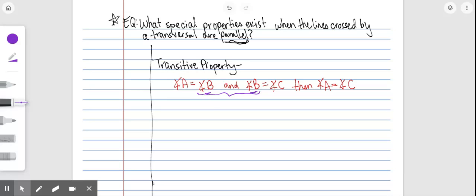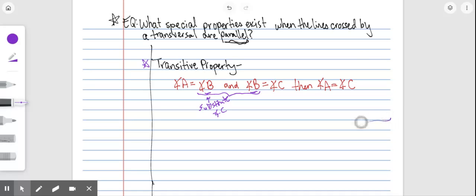So instead of angle B, we substitute angle C. And that's what the transitive property is. It just says that we can exchange an angle or a side length or whatever. And this works with sides too. This is just an example. So the transitive property says that if you have two things equal to the same third side, then those two separate things are equal to each other. Weird. Okay. So that's the transitive property.